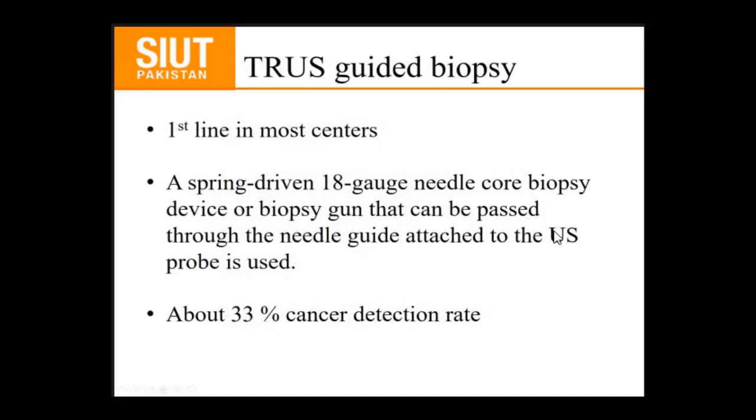TRUS guided biopsy is one of the first line biopsy techniques in most centers. In this technique, a spring guided 18 gauge needle core biopsy device, or a biopsy gun, that can be passed through the needle guide attached to the ultrasound probe is used. It has only about a 30 to 35% cancer detection rate.